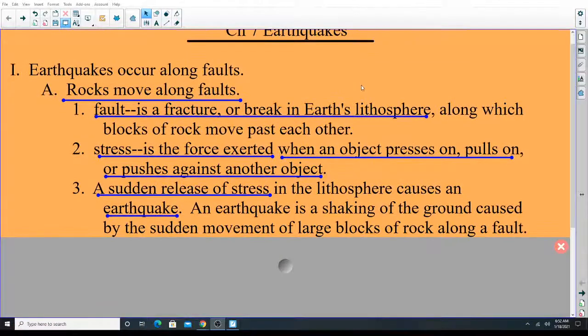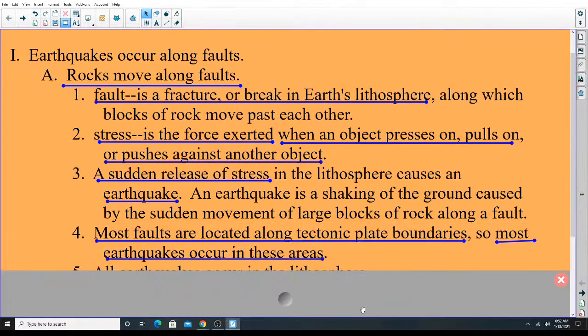So, now where do these things happen? They happen mainly along tectonic plate boundaries. Doesn't mean that they can't happen other places. It just means that most earthquakes occur in these areas as well, where one plate is running into another plate. Where there are faults, there are earthquakes.